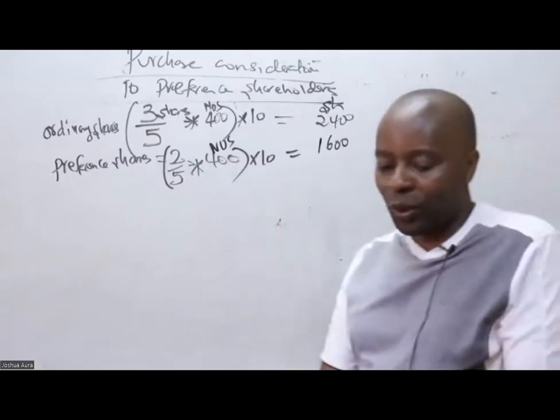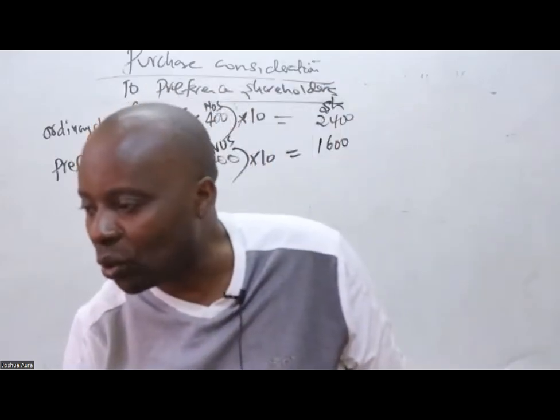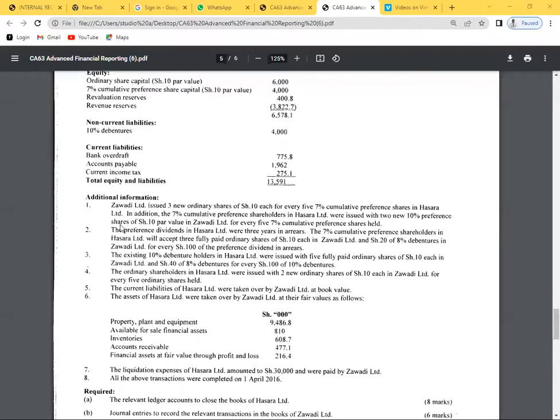Now, after that, we go to note number 2. What are they telling us in note number 2? In note number 2, this is what they're telling us. The preference dividends in Hasara Limited were 3 years in arrears.